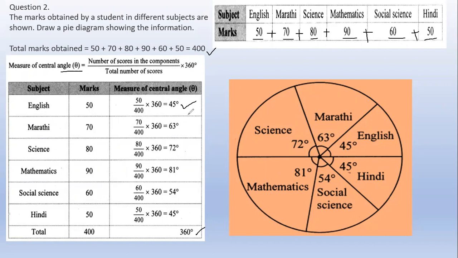Now this data you have to represent in a circle. So first draw a circle of any radius, any measure, and then represent one by one all the measures in the circle. So this is known as a pie diagram. Hope that it is clear to all of you.